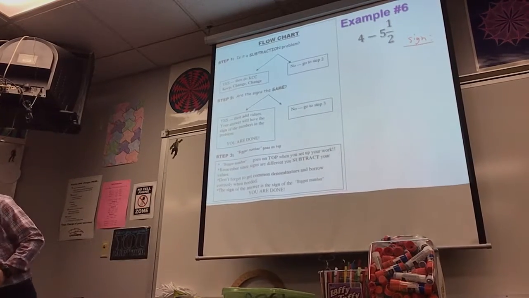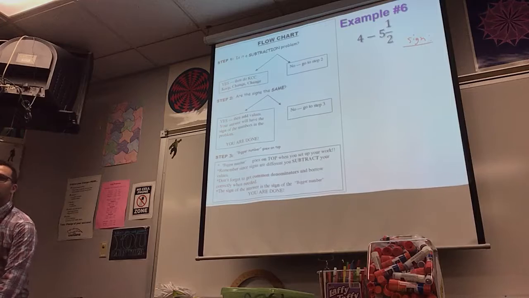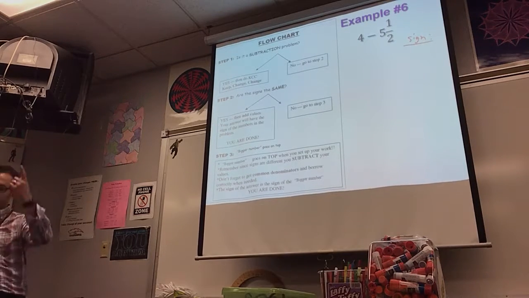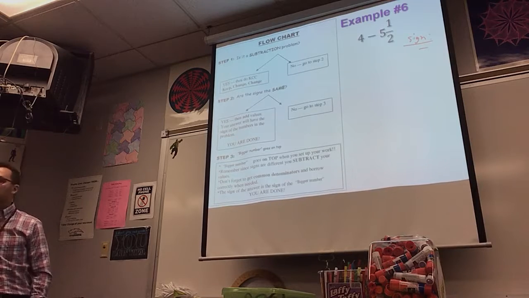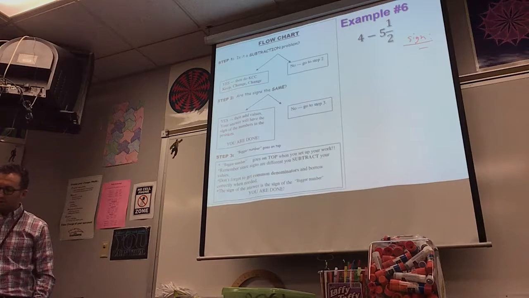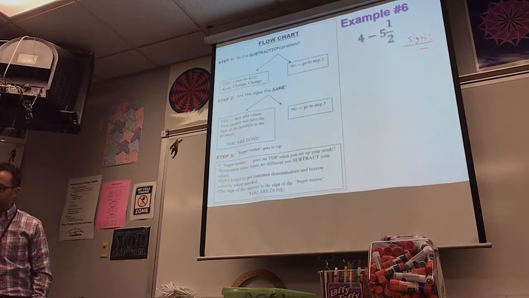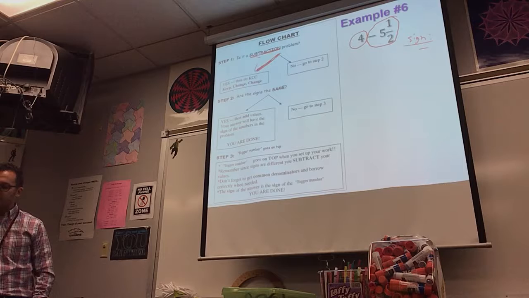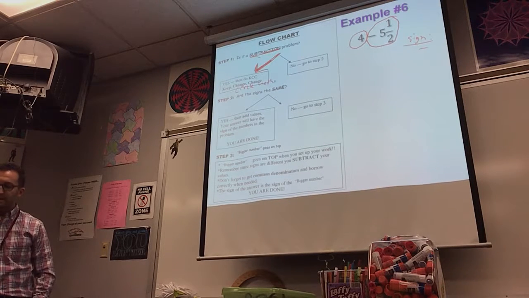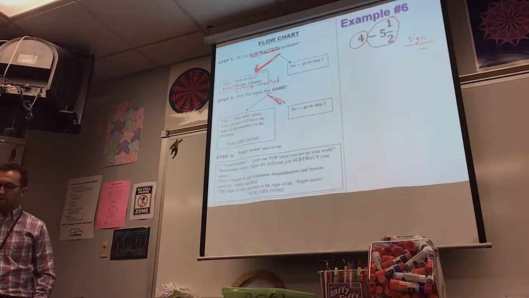All right, you decide on the sign. What's the sign going to be? Negative, good, because 5 1/2 is bigger. I'm going to use the circle method on this one because I like it better. All right, so subtraction, yes it was subtraction. We'll do the circle method. Are the signs the same? No, so we're going to subtract.